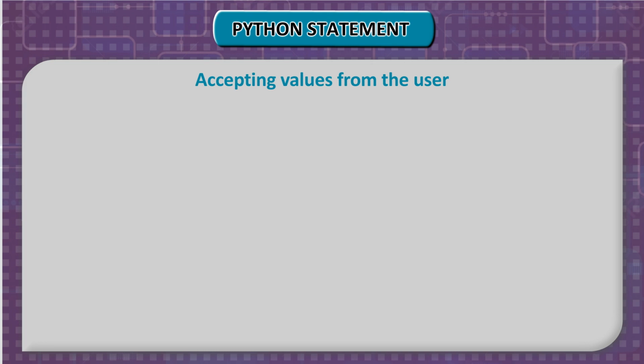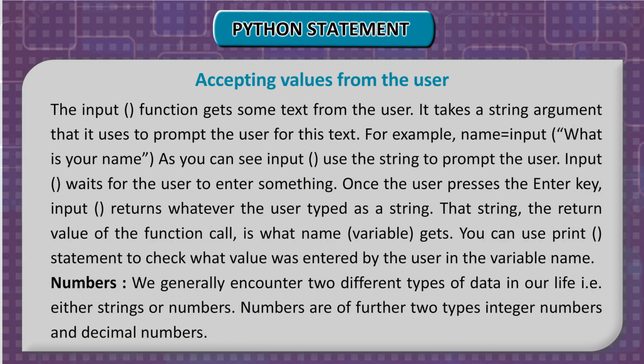Accepting values from the user. The input function gets some text from the user. It takes a string argument that it uses to prompt the user for this text. For example, name = input("What is your name?"). As you can see, input uses the string to prompt the user.